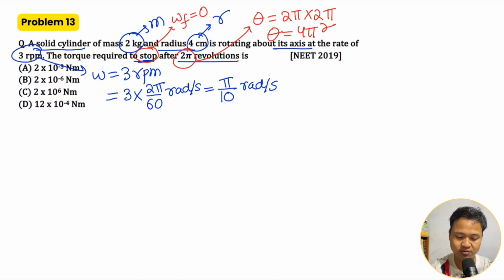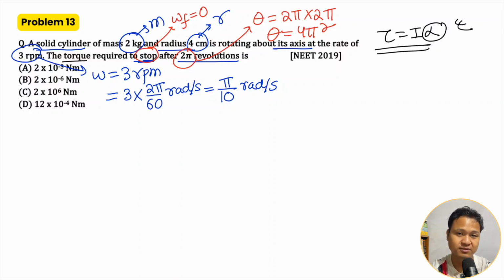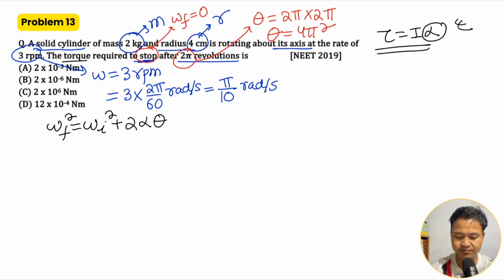Right, so you have to find out alpha. Torque is I into alpha, and for a solid cylinder I is mr square by 2. So apply the formula: omega final square equals omega initial square plus 2 into alpha into theta. Omega final is 0.